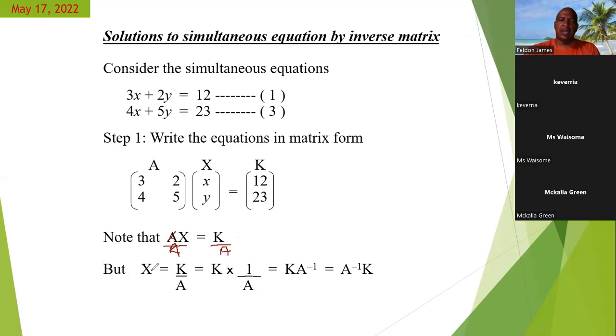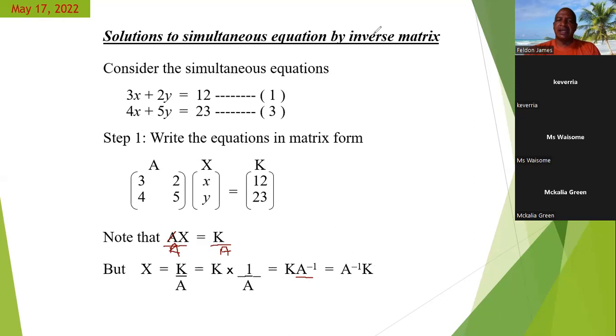All right, so here we would have X equal to K over A, but you know that K over A is the same as K times 1 over A. Now remember, when we talk about inverse and the reciprocal, it is the same. So 1 over A is the same as A inverse. So it's K times A inverse.